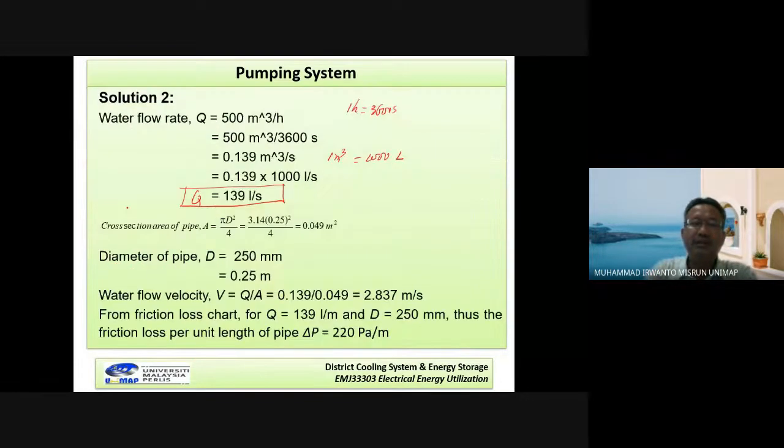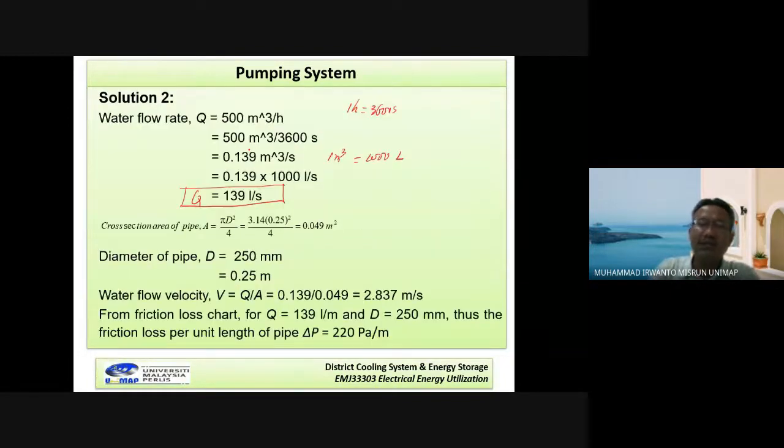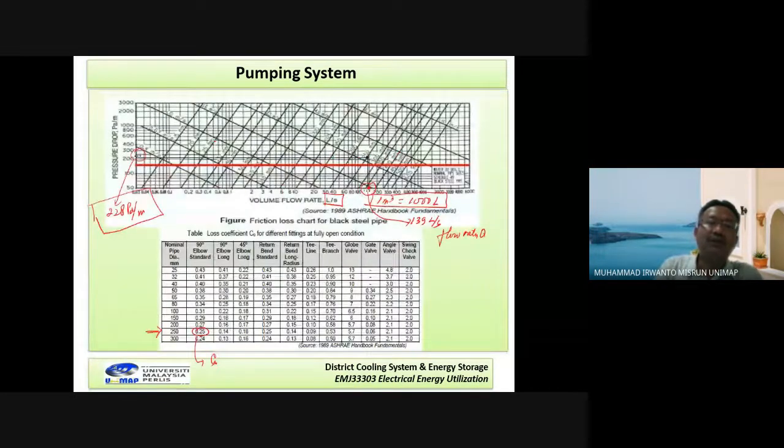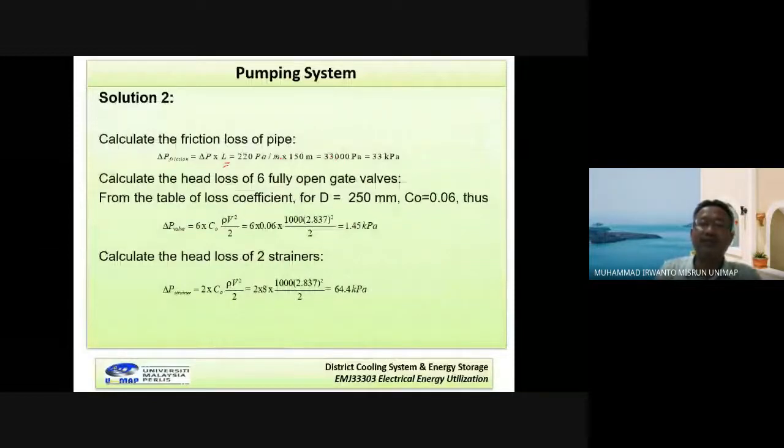So the friction losses should be multiplied by L, or 220. It is 220 Pa per meter multiplied by 150 meters. We obtain 33,000 Pa or 33 kPa here. It is the friction losses for the pipe with the length of 150 meters. Can you remember this one? Okay, this is the first.